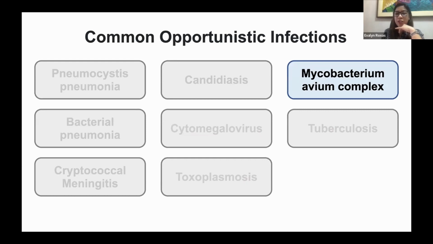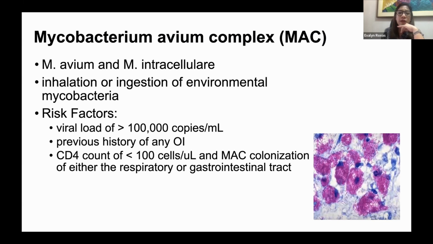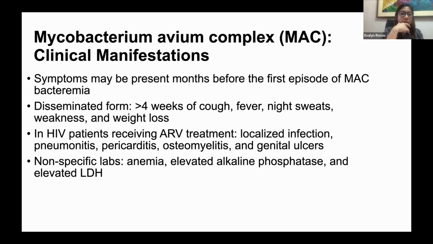Okay, so second to the last, we have Mycobacterium avium complex infection. Mycobacterium avium and Mycobacterium intracellulare can cause non-tuberculous mycobacterial infection among HIV patients and are considered opportunistic infections. The mode of transmission is by inhalation or ingestion of environmental mycobacteria. Risk factors are high viral load, previous history of any OI, and a CD4 count of less than 100. Okay, so what are the manifestations?